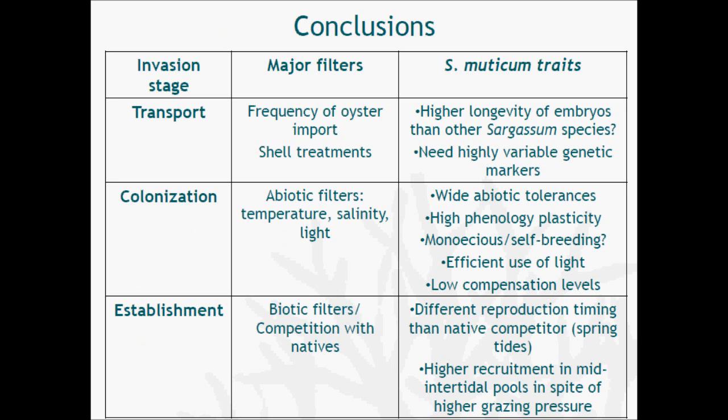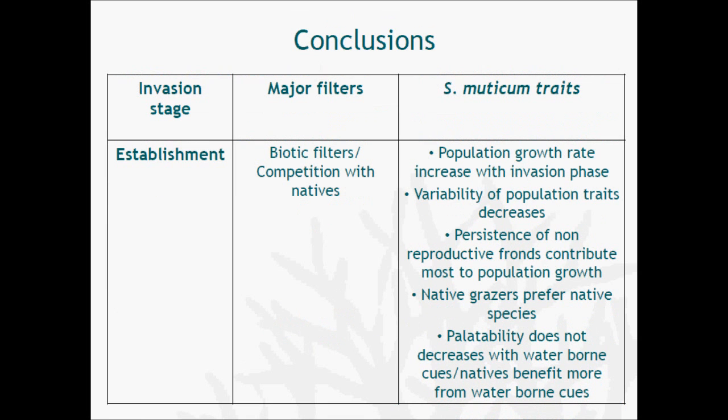The establishment of the populations has to do with biotic filters and the competition with natives. What we know, this is for the southwest coast. We have different reproduction timing, so it has another timing, so it can reproduce. It doesn't compete in terms of timing of reproduction, and they have higher recruitment in the mid-intertidal pools. That's where they develop. Okay. And the establishment, still in the established phase, we know that the population growth rate increases with the invasion phase, so it's getting better and better over a long time. The variability decreases.